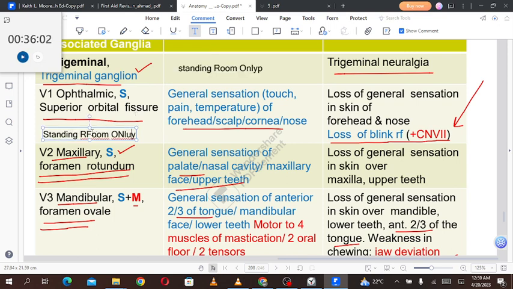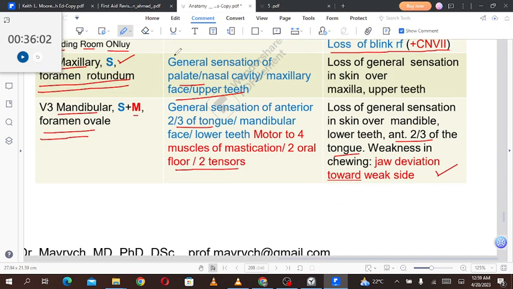Standing room only. It is not room, it is room only. It takes time to appear. So standing room only means that the V1 is present in the superior orbital fissure, the V2 is present in the foramen rotundum, while the V3 is present in the foramen ovale. Pardon me for the bad spellings.